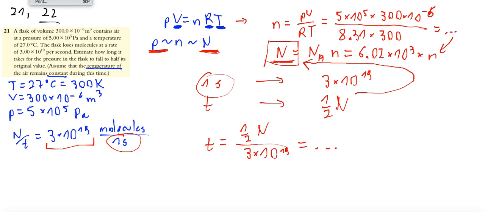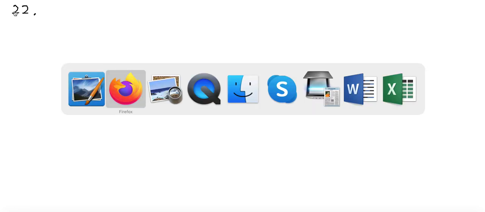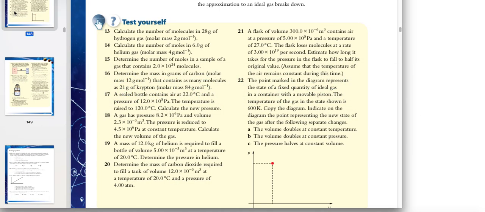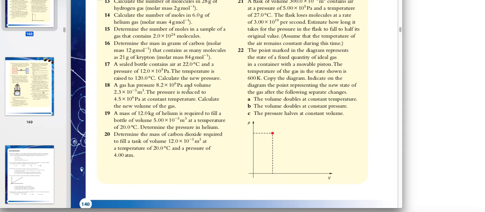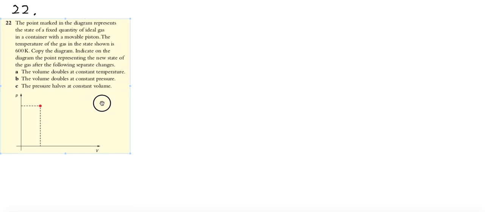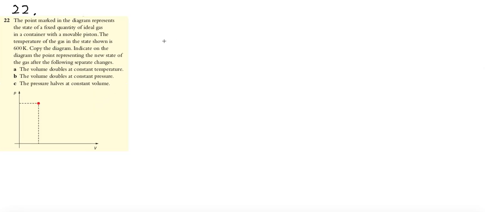Okay, and exercise number 22, you had to try to do this. I hope that part of you tried. Okay, so let's do the last one, exercise number 22. So this one. Okay, we have a graph, and the point on the diagram represents the state of a fixed quantity of ideal gas in a container with a movable piston.